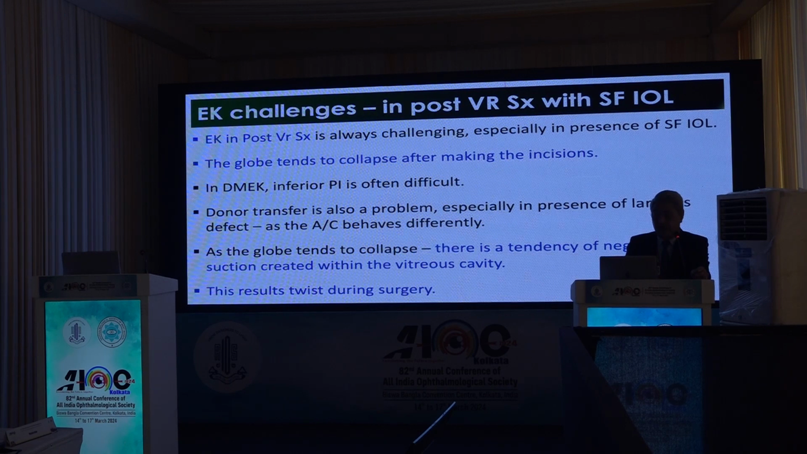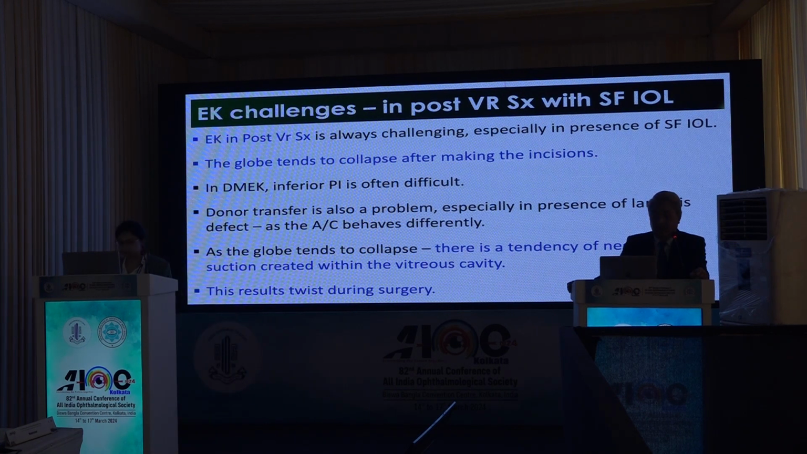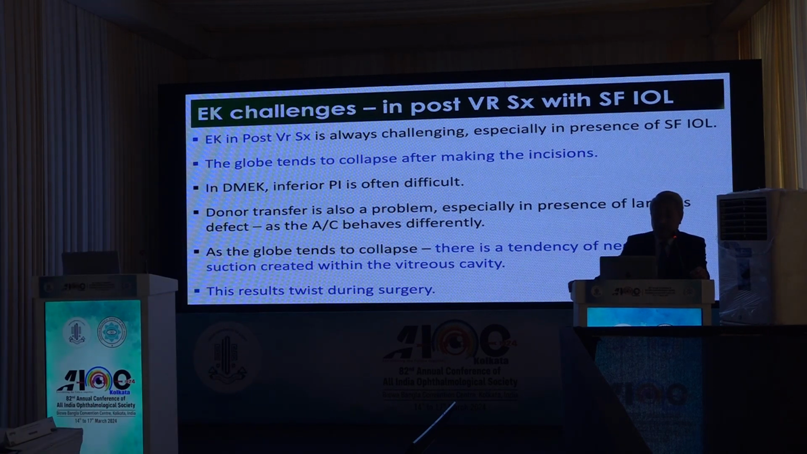You know that EK in post-VR surgery is always a challenge, especially in the presence of SFIOL. The globe tends to collapse after making the incision, and in DMEK, inferior PI is often difficult. Donor transfer is also a problem, especially in the presence of a large iris defect, and because the AC behaves differently. Even after injecting the lenticule or roll, the globe tends to collapse, and there is a tendency of creating negative suction within the vitreous cavity, and this results in a twist during the surgery.